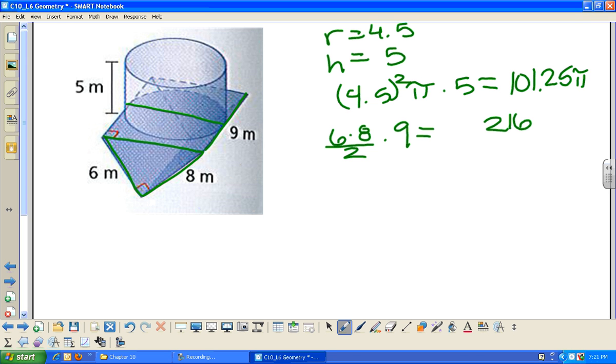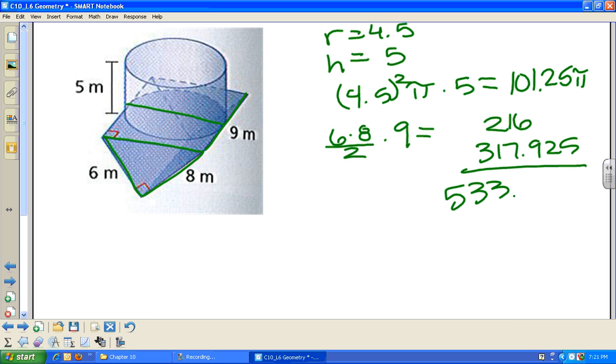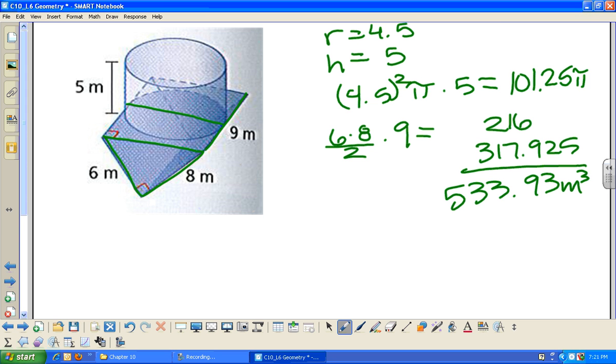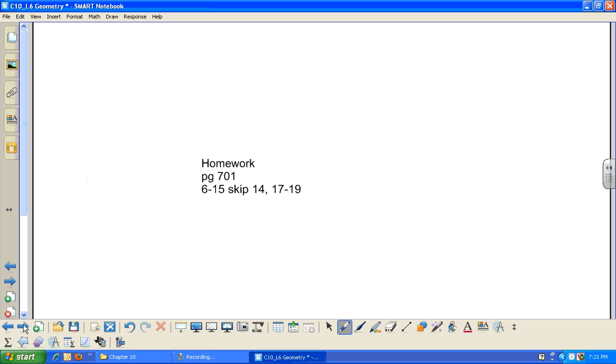Now when you're adding these together, I'm going to rewrite the 101.25 pi so that it does not have pi units, which if I were to multiply it out, it would be 317.925. And if I add those two together, I get 533.93 roughly meters cubed. Again, units per volume is always cubed.